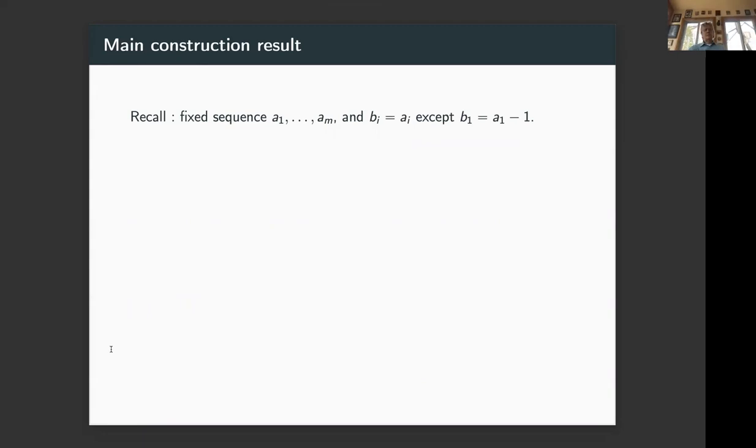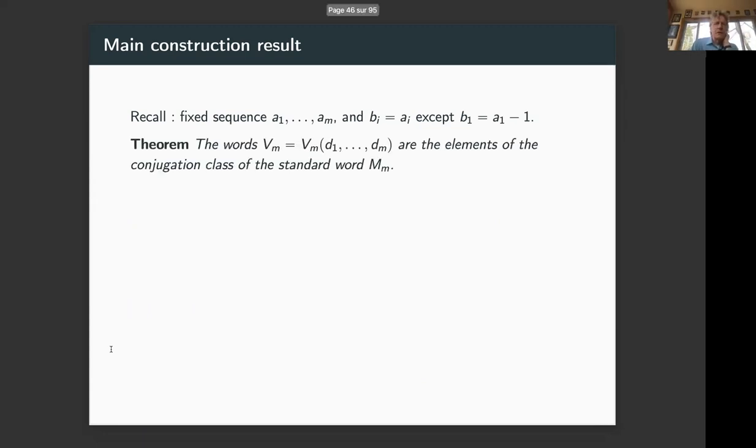Now, recall that we have sequences A and B with this equation, B1 equals A1 minus 1, and the others are equal. So the theorem is the following. The words Vm are the elements of the conjugation class of the standard word. So all these words Vm, where m is the last index of our finite sequence, when you take different di's, you obtain always conjugate words, and they are all the conjugates of this M subscript small m.